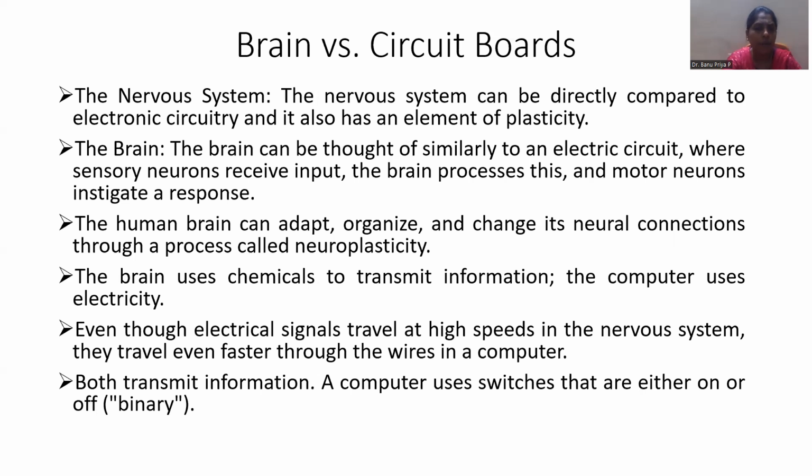So then what is the difference between the brain versus a circuit board? As already told, the brain is also an electric circuit, where numerous sensory neurons receive the input, the brain processes it, and the motor neurons instigate a response. A computer uses switches that are either on or off. In a computer, the electrical signals travel at a high speed. However, the travelling is through wires, whereas in the brain, it is through the nervous system.